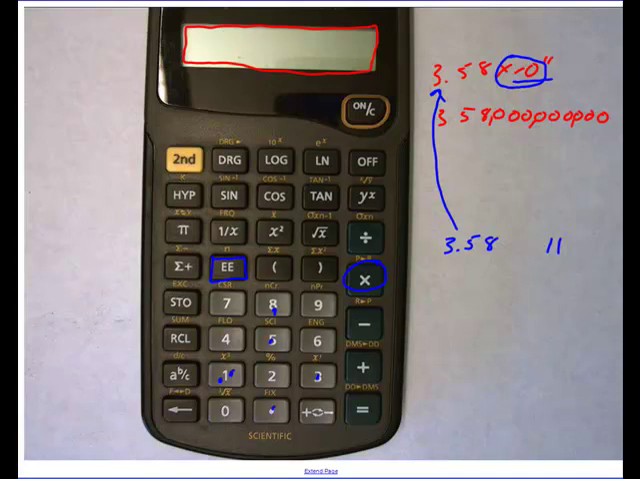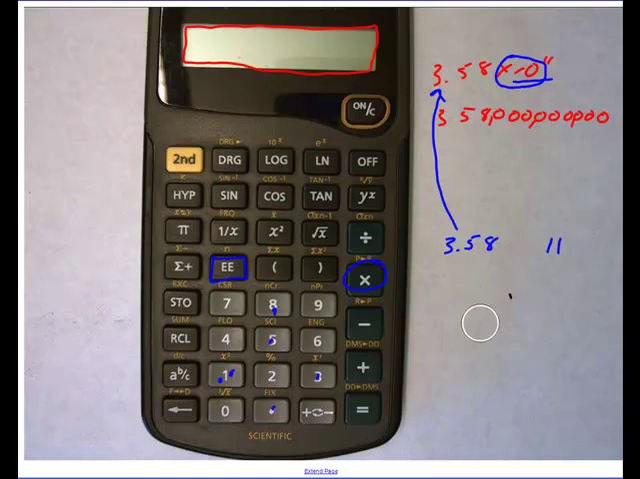Now, there is one model out there, and I can't remember which one it is offhand, but someone will surely have it, that has an X times 10 to the X key, something like that. And if you have that key, then you're going to hit that key instead of this EE key. But please understand, I cannot stress this enough because I catch people doing it all the time, even though I've been screaming and yelling. Don't hit times and then 10 and raise it to a power. Waste of time.